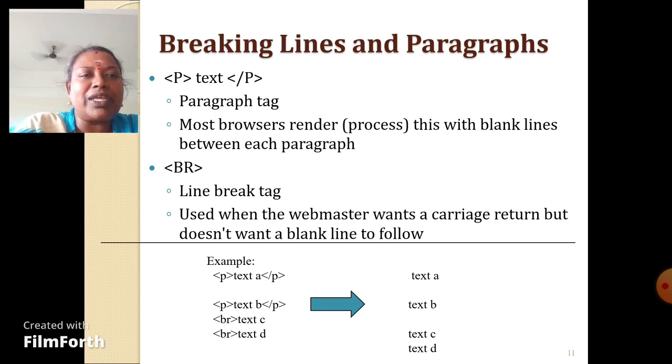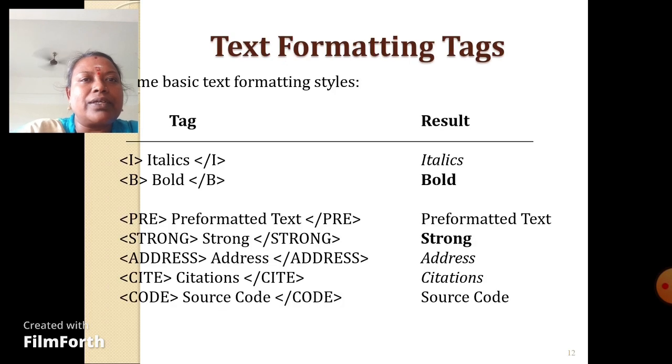So for example, here is one simple example: paragraph text A to display text A casually, or for more than one statement the paragraph tag is used with text B and text C. In between text B and text C, use br to apply a line break to break the statement.